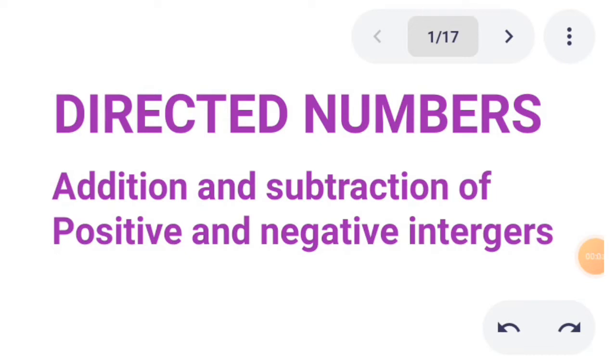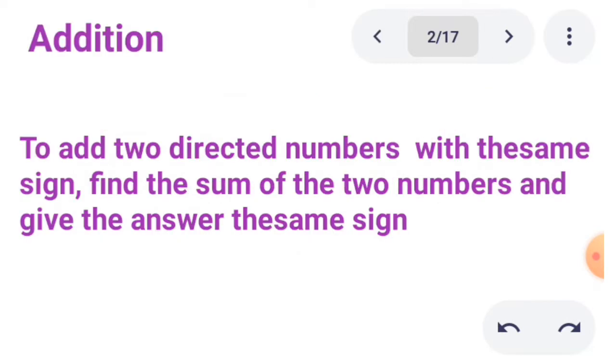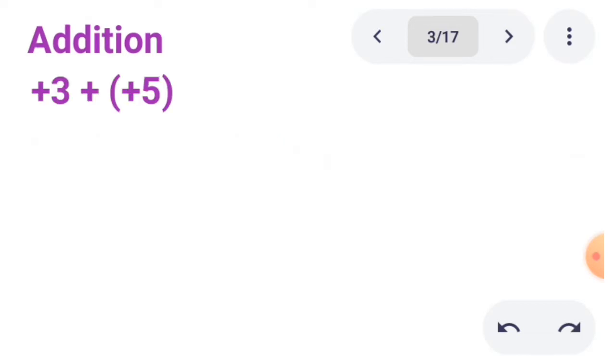In this tutorial, we are going to be studying directed numbers, how to add and subtract positive and negative integers. Now let's start with addition. To add two directed numbers with the same sign, we find the sum of the two numbers and give the answer the same sign. For example, we have a +3 and a +5.